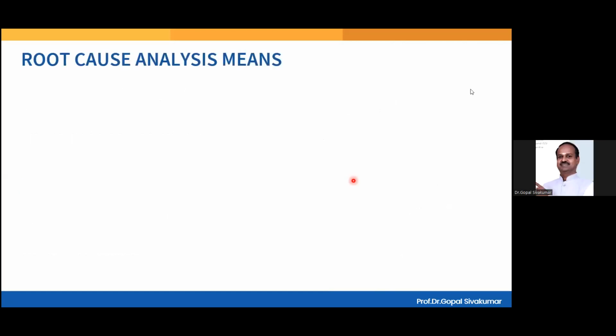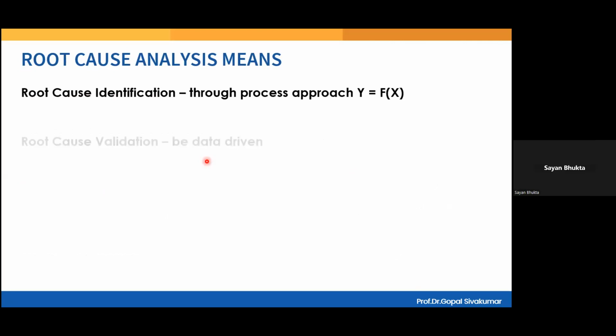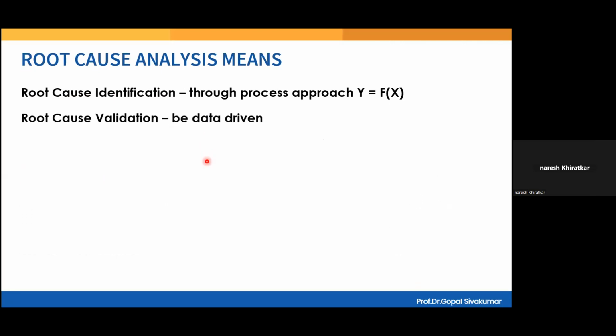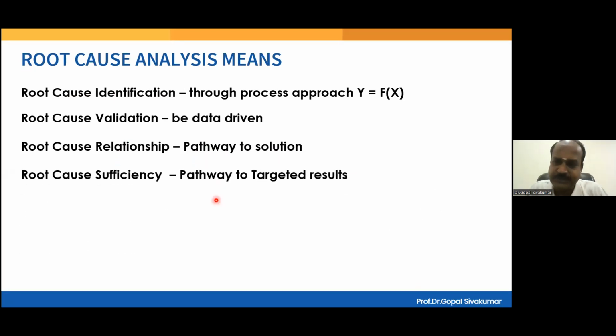Root cause analysis means, what is your understanding? What is the first step? Identify the root cause. Identification. Second step. Validation of the root cause. Getting critical factor. Root cause validation. Validating critical factor. Third step. Relationship. Last step. Root cause sufficiency.